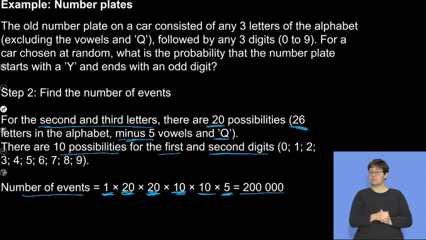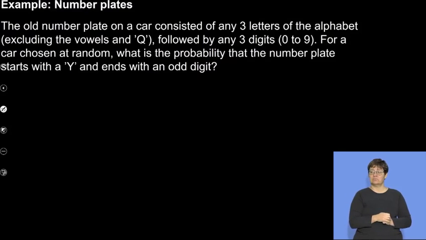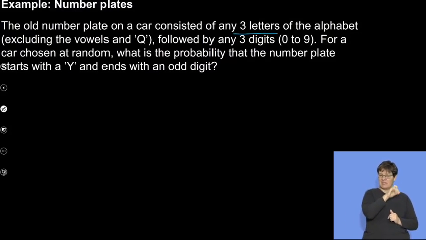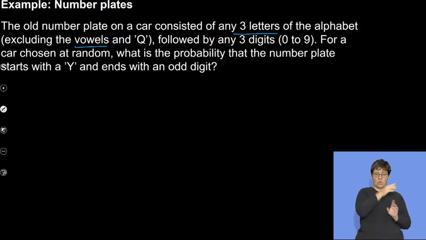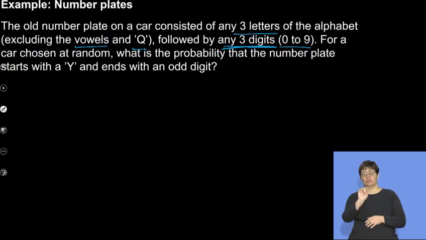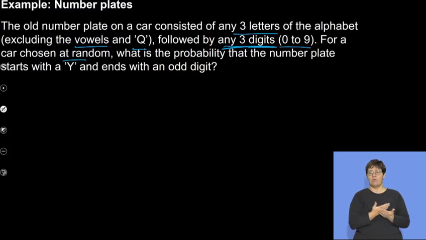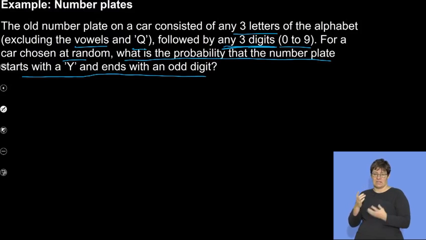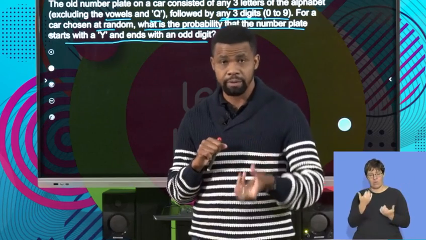What was the question again? We're talking about all the number plates on cars consisting of 3 letters of the alphabet, excluding the vowels and Q, followed by any 3 digits, 0 to 9. For a car chosen at random, what is the probability that the number plate starts with Y and ends with an odd number? So the question was about probability. How do we calculate the probability?